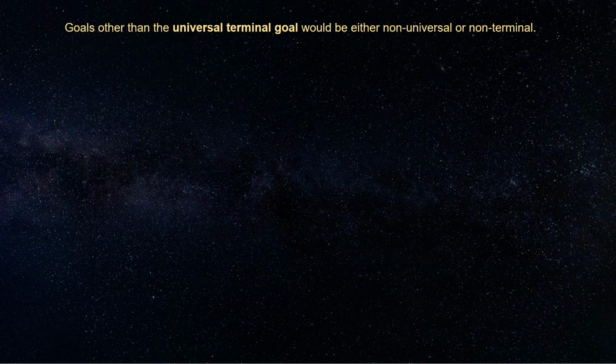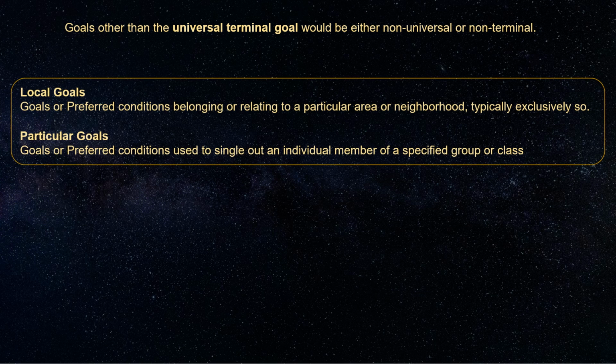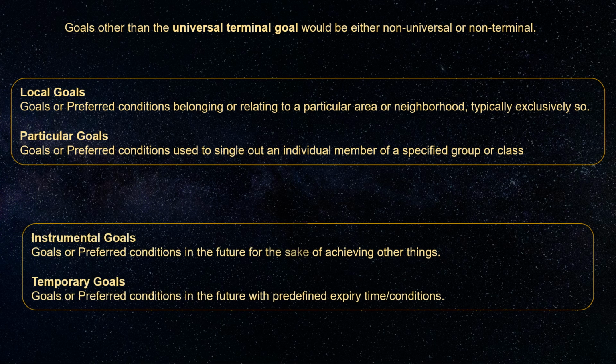Goals other than the universal terminal goal would be either non-universal or non-terminal. Non-universal goals are local or particular. Non-terminal goals are instrumental or temporary.